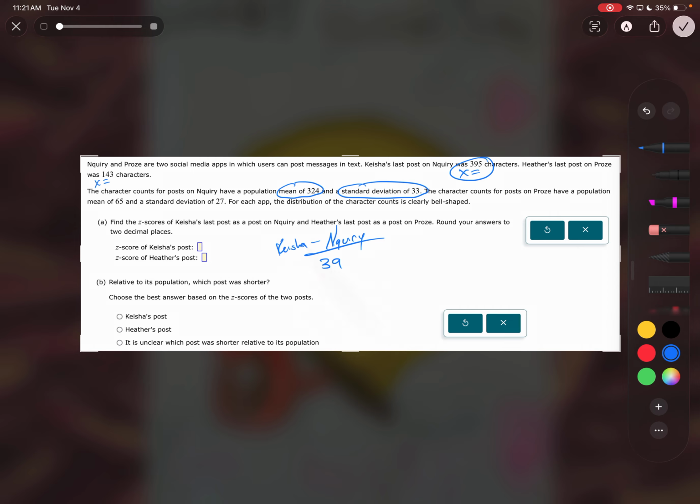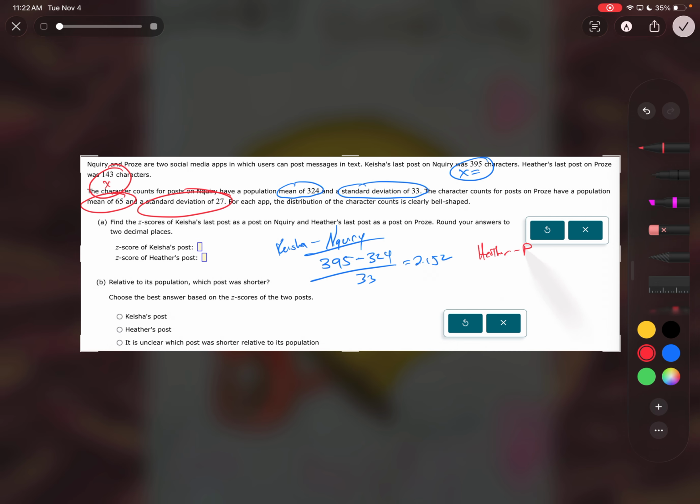Keisha's using Inquiry. 395 minus the mean divided by the standard deviation. 395 minus 324 divided by 33 is 2.152. Okay, my other one is Heather on Prose. Her x is 143, and for Prose, the mean is 65 and the standard deviation is 27. So obviously, by looking at this, Keisha's using 395 characters and Heather's using 143, so Heather has a lot shorter posts, right?